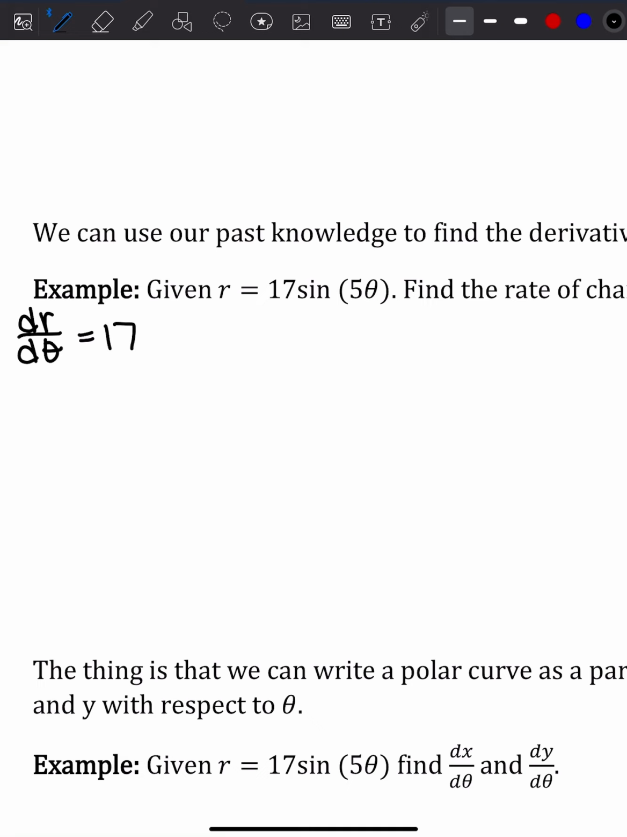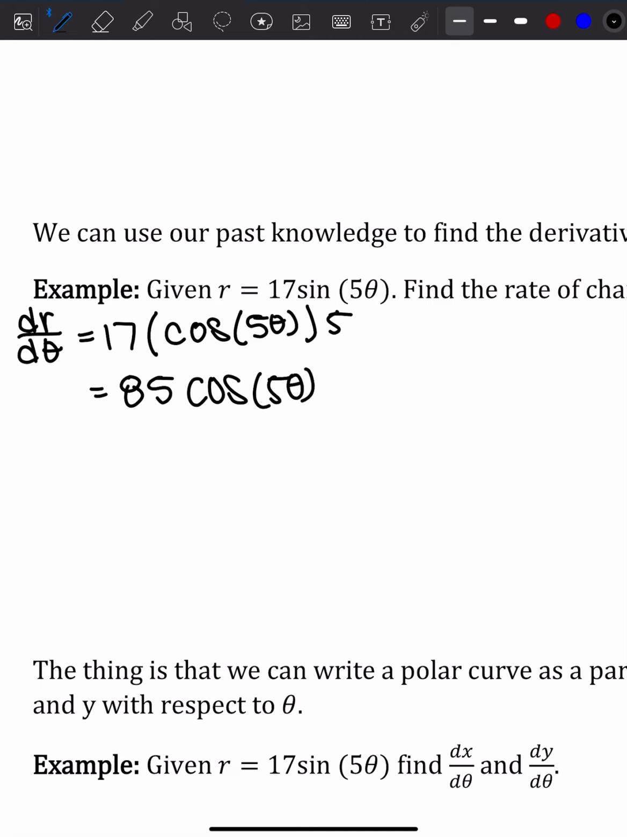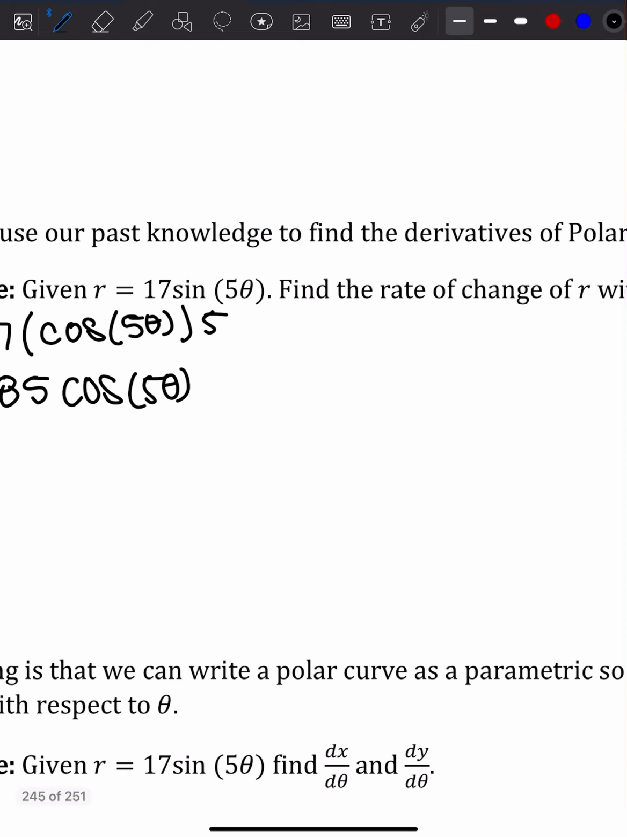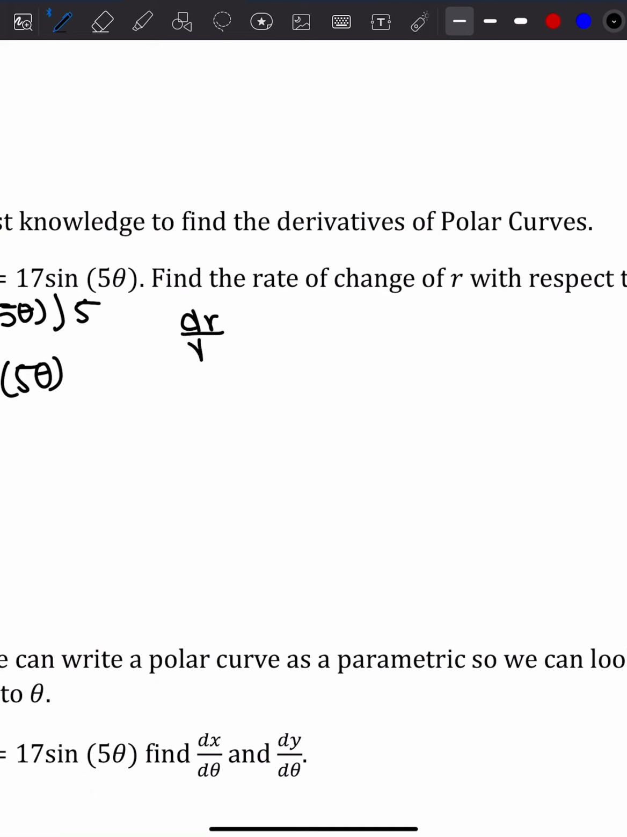So we have 17 times the derivative of sine of 5 theta times the derivative of 5 theta. If we put this all together, this is 85 cosine of 5 theta. So now that we have this, we need to find what it would be at pi over 30. So I have dr over d theta at theta equals pi over 30. We have 85 cosine of 5 times pi over 30.